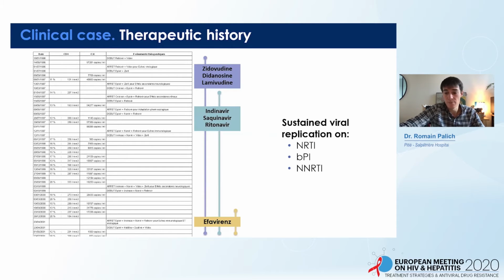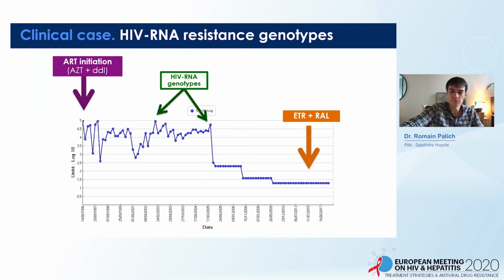So back to our patient, we have to change his anti-HIV treatment to remove etravirine. The first element we have to know is the therapeutic history. As you can see, he has presented a sustained viral replication in the past on NRTI, PI, and NNRTI, suggesting the existence and the accumulation of resistance mutations on the RT and the protease genes. Two resistance genotypes were performed from blood plasma in 2002 and 2005.